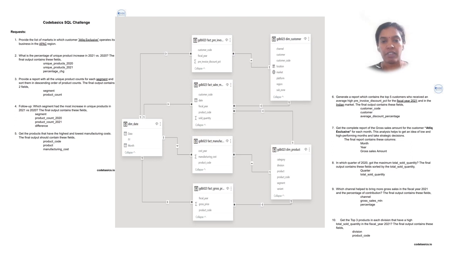We have been provided with the data in the form of SQL dump files, which contains tables as shown, and also we have been provided with the 10 ad hoc requests as shown also.